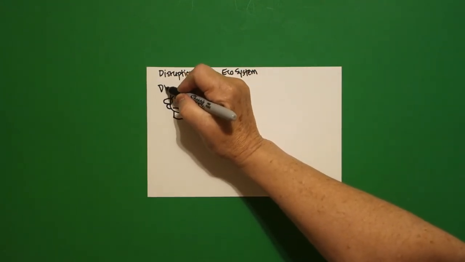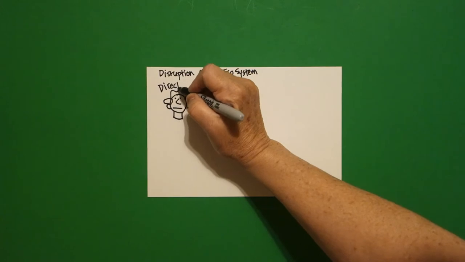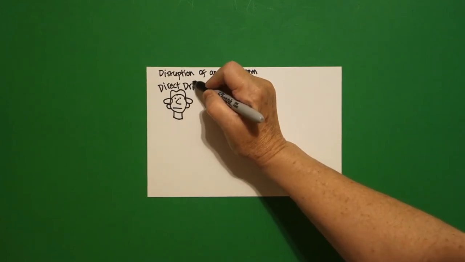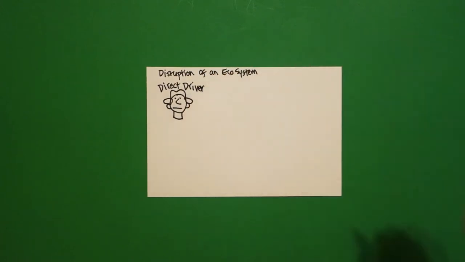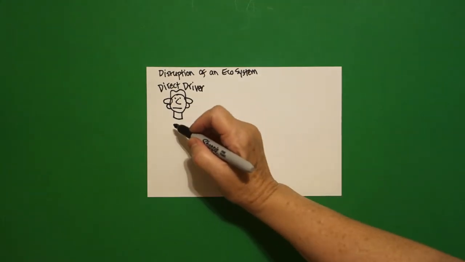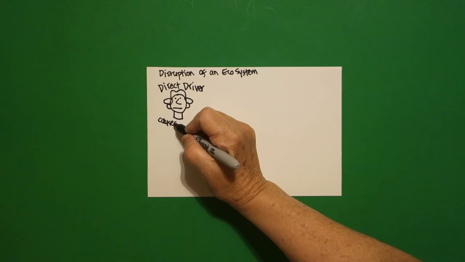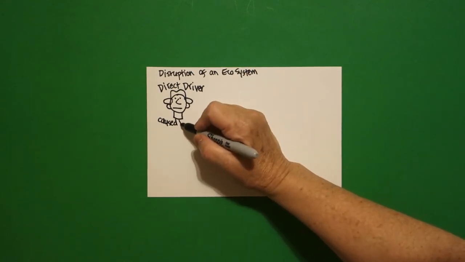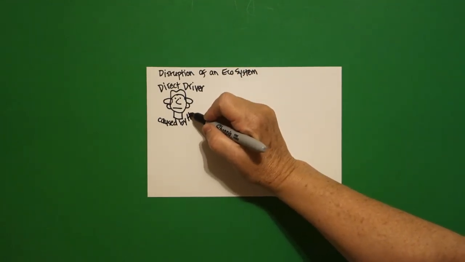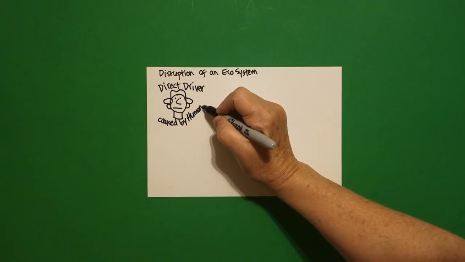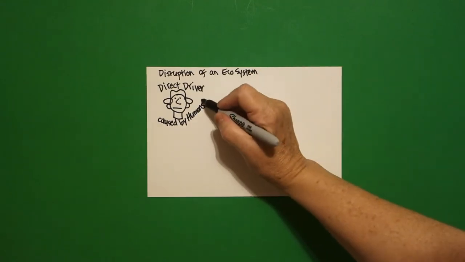This is what we call a direct driver. In other words, this is who or what makes the difference in the ecosystem. And for today, we're going to use the direct driver caused by humans. Okay? Now, how does that manifest?